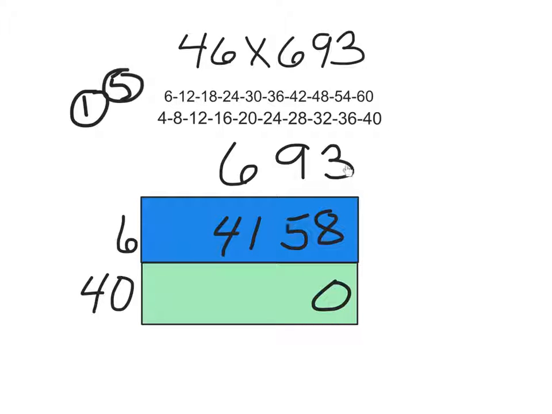And 4 times 3, 1, 2, 3 gives me 12. I'll drop the 2 and carry the 1. Drop that 2, carry that 1, and move along. 4 times 9, 1, 2, 3, 4, 5, 6, 7, 8, and 9 gives me 36. Plus this 1 will give me 37. I'll drop the 7, carry the 3, and move along.